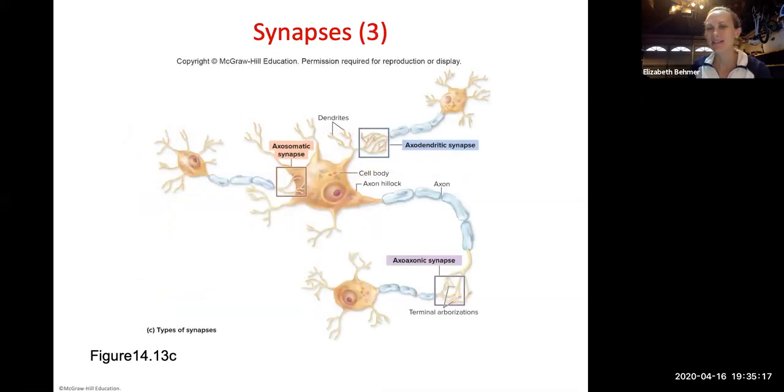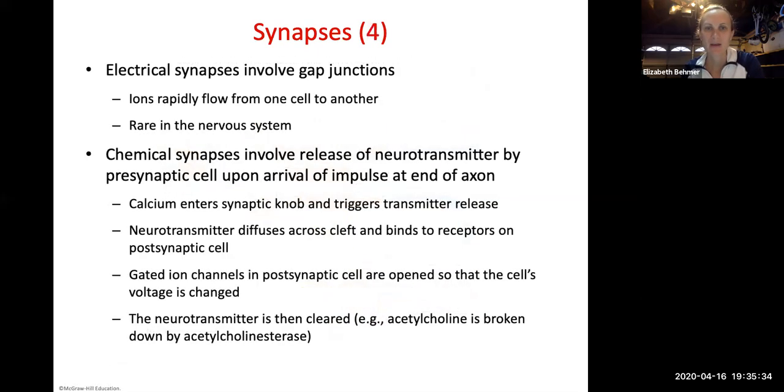We can have different types of connections or different types of synapses. They can be between axons and the soma or cell body. They can be between axons and dendrites, or they can be between axons and axons of another neuron. This takes you through a lot of the physiology, and I just want you to be aware of some of the terminology about this to get you prepped for physiology.